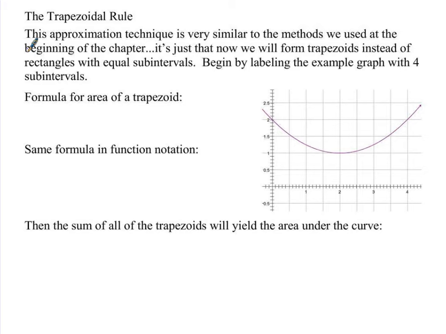Begin by labeling the example graph with 4 subintervals. So if I'm going from here to here, then I have that, and that. And notice that in each of those subintervals, my line is going directly up to the function.